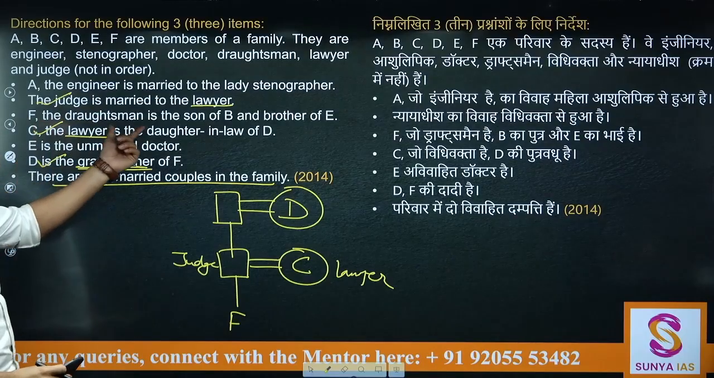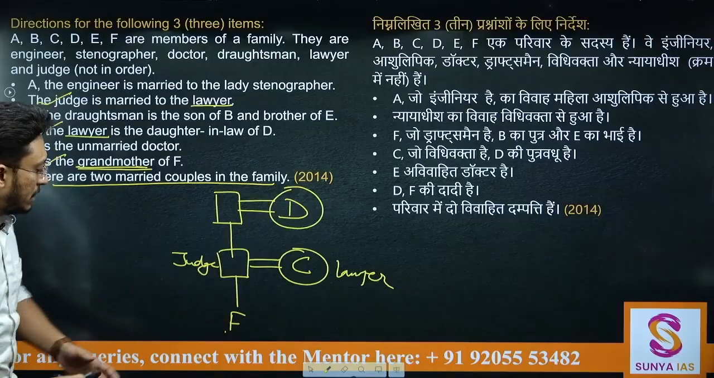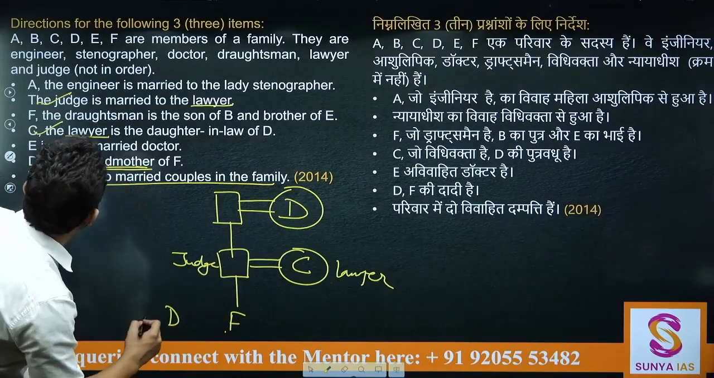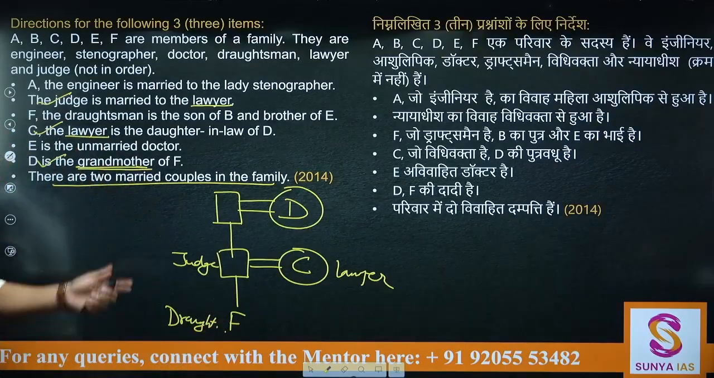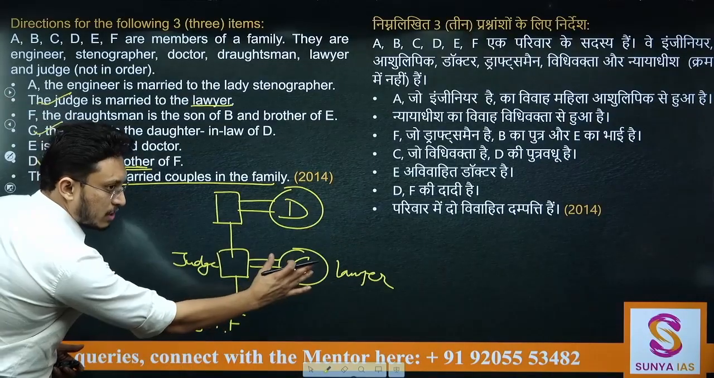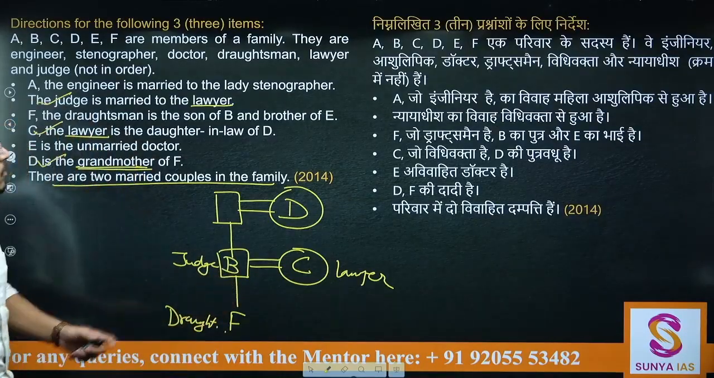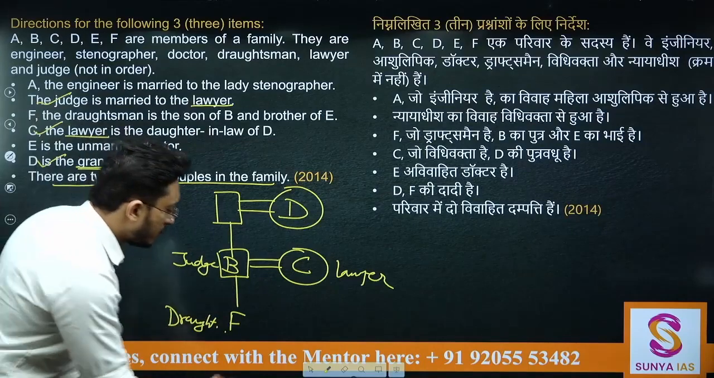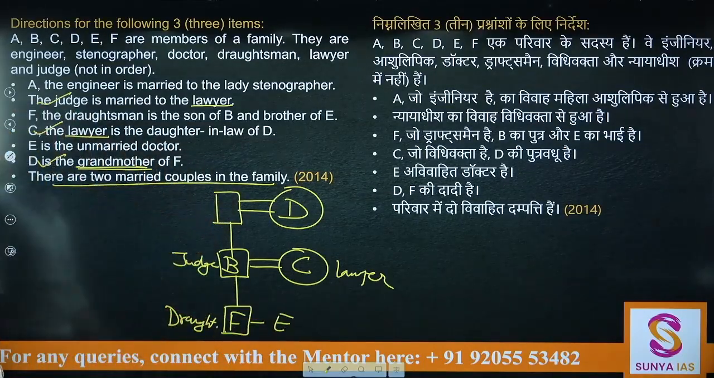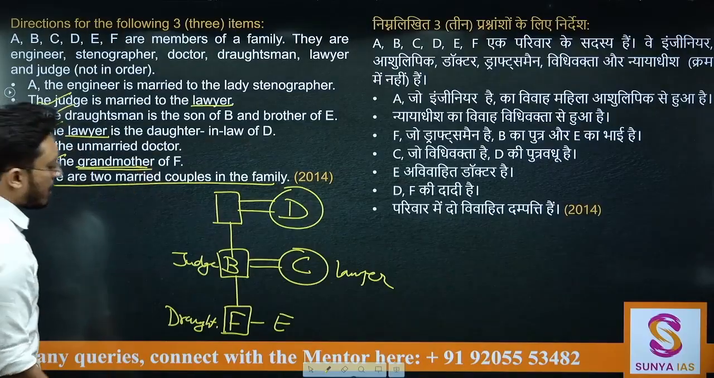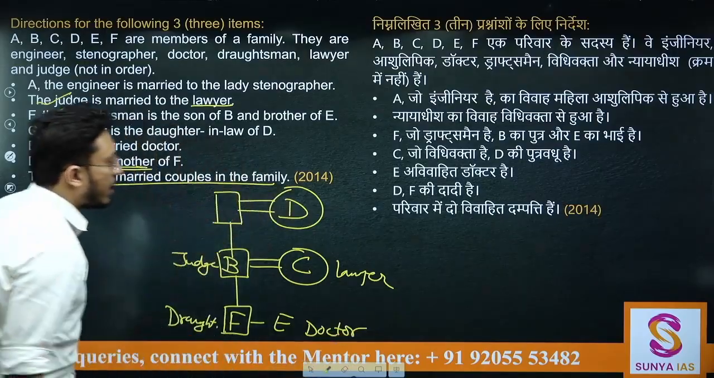F is the draftsman, is the son of B. So for F we have this information. F is the draftsman. This we know, and is the son of B. So this is C, we already know here. So B has to be here, and brother of E. So F is the brother of E. Now we know that F is the brother of E, and E is the unmarried doctor. So E is the doctor and E is unmarried. This is what we know.